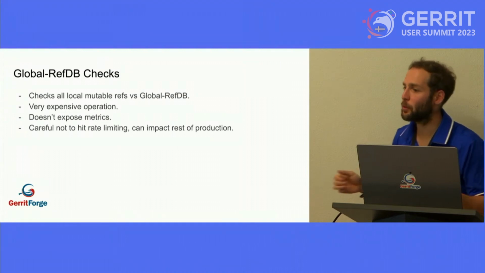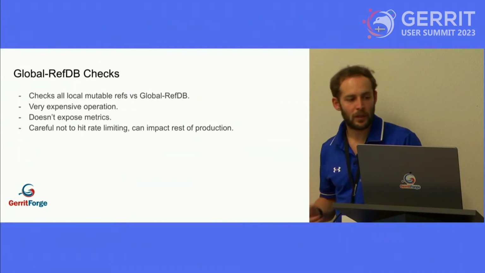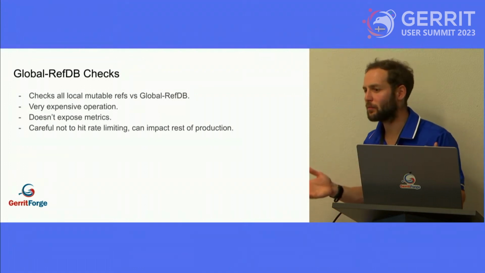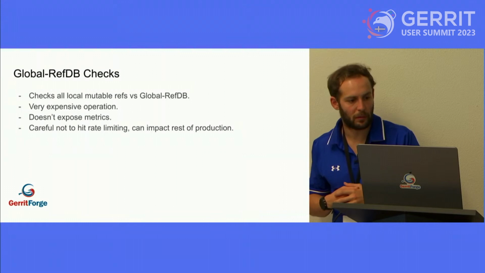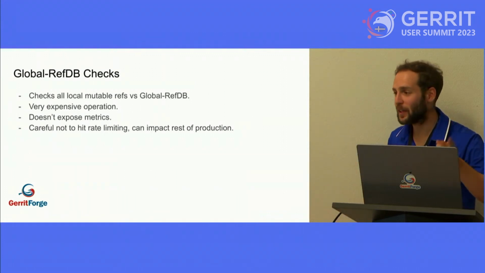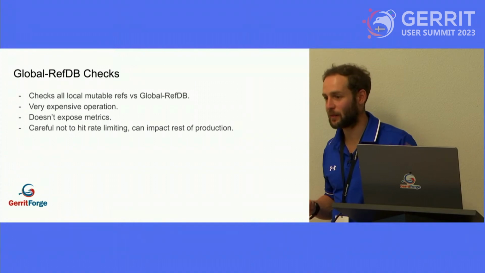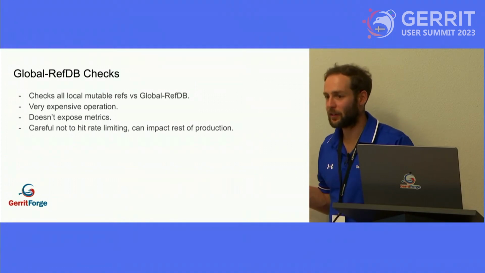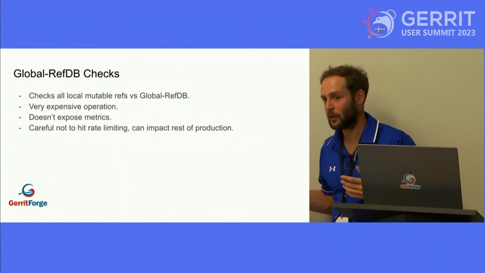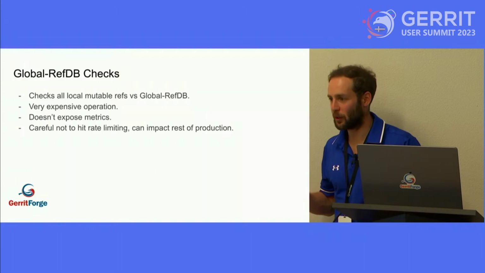It's a pretty expensive operation, especially the bigger the repo, this is going to get intense. It doesn't expose any metrics at the moment. It can be changed to do so, but at the moment it doesn't. One thing you want to be careful of when running this is not to rate limit yourself. So if you're using something like AWS and you've got a provisioned capacity, it's very easy that this will go over it very quickly. And that takes the whole of production down. So you don't want to be doing that.